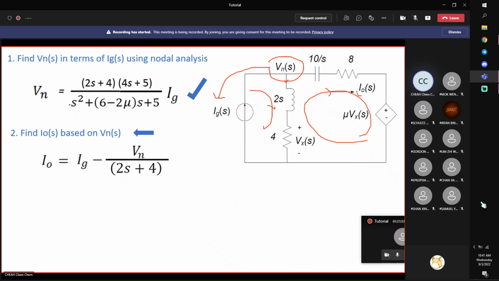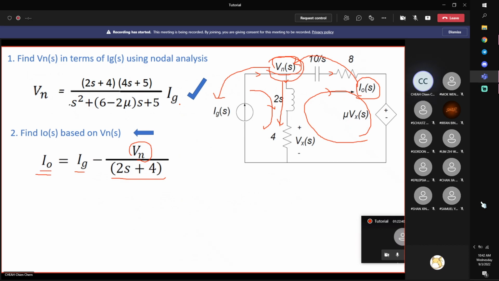Okay, well, I have obtained this. Next, I need to relate my output current to my node voltage. This is quite easy because using Kirchhoff's current law, inflow equals outflow. This is my inflow, and this current is the current flowing through this branch, which is just Vn divided by 2s plus 4. Right, Ohm's law. Vn divided by 2s plus 4. That means the outflow is inflow minus this one. My inflow, some goes to here, some goes to here, which means that I relate my output to my Vn.